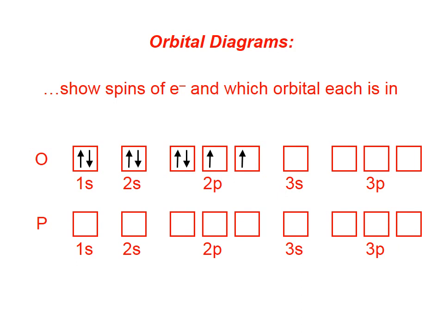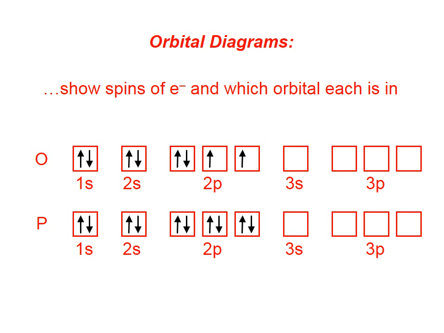Let's try phosphorus. Phosphorus has 15 protons, so naturally it's going to have 15 electrons if it's neutral. So phosphorus goes 1s2, 2s2, 2p6, because we have to get up to 15 electrons. So the 2p orbitals are going to be completely filled, and here's how you do it correctly. You go up, up, up, down, down, down.